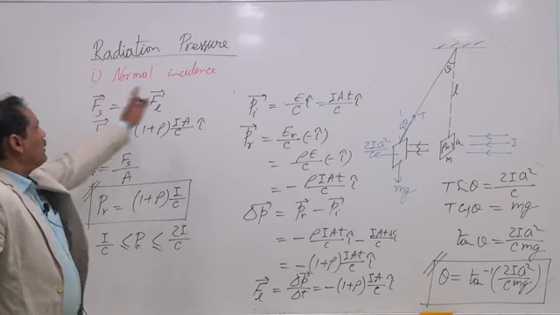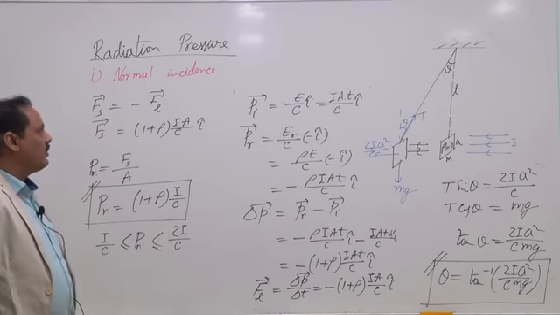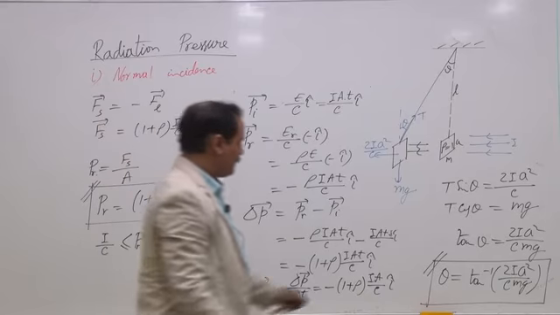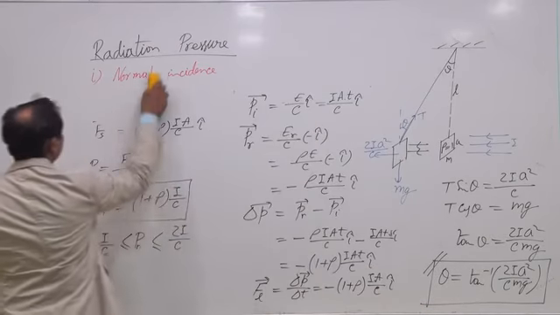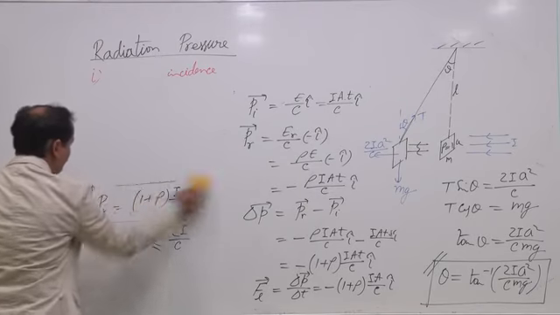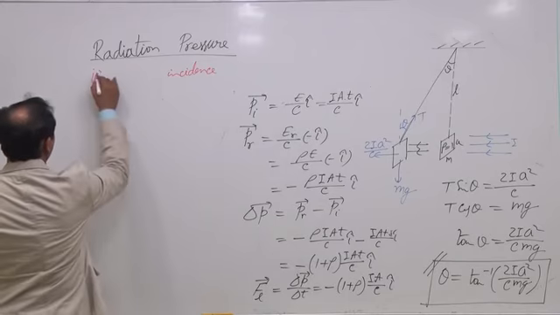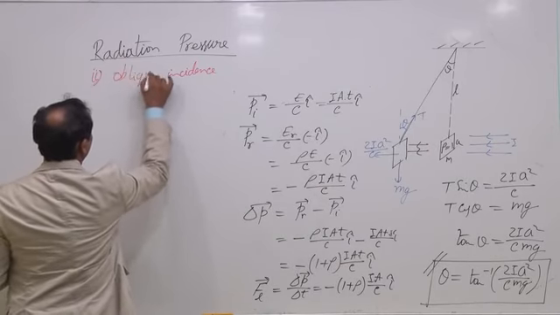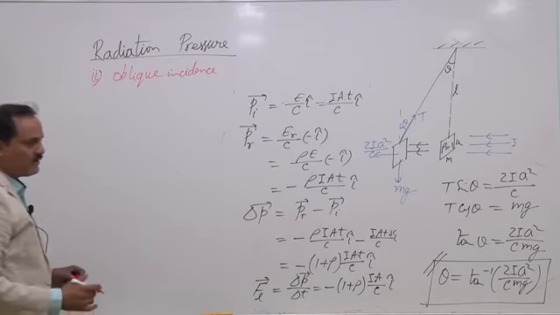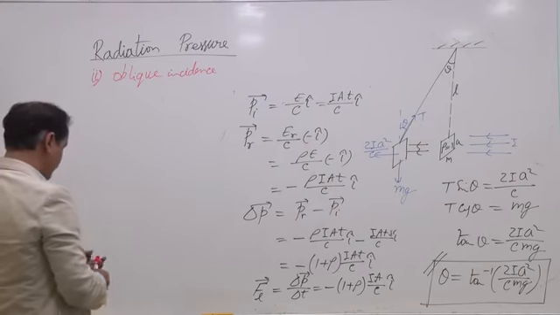So this we got when the radiation is striking normally on the surface. Now what happens when the incidence is not normal? Light is incident at some angle. The second case is oblique incidence. When incidence is not normal, then what happens?